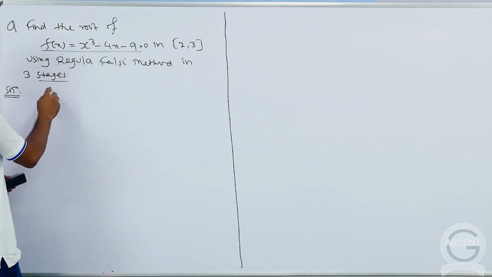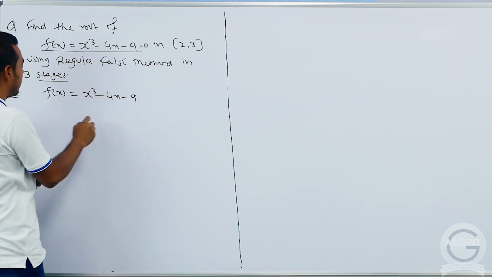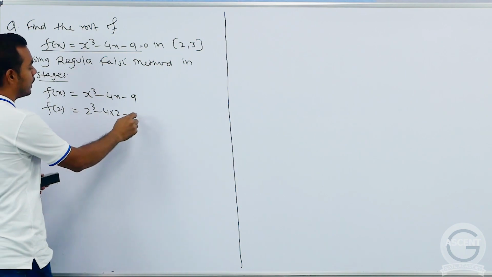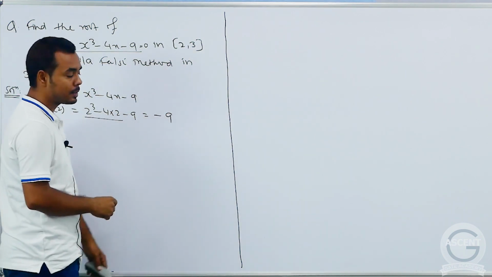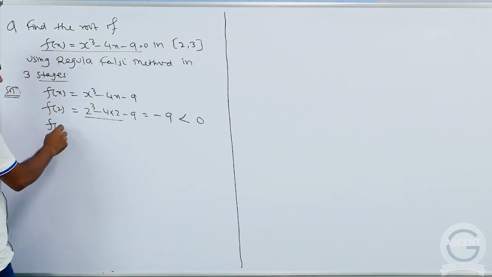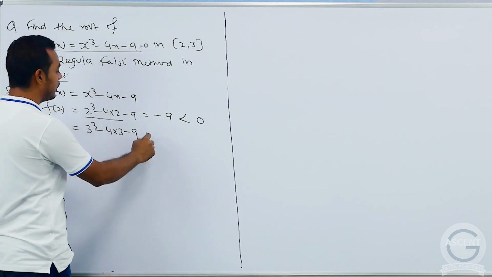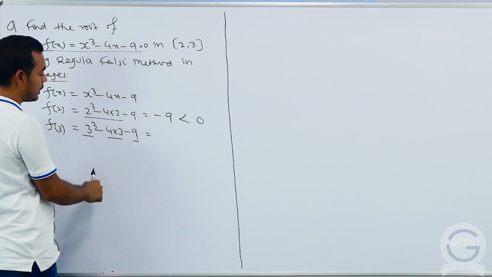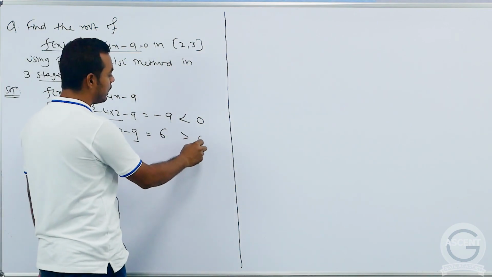So f of 2: f(x) is x cube minus 4x minus 9, so f of 2 will be 2 cube minus 4 into 2 minus 9. 2 cube is 8, 8 minus 8 is 0, so this will be simply minus 9. f of 2 is negative. Then we have to find f of 3. So f of 3 will be 3 cube minus 4 into 3 minus 9, which is 27 minus 12 minus 9. 12 and 9 is 21, 27 minus 21 is 6. So this will be positive.